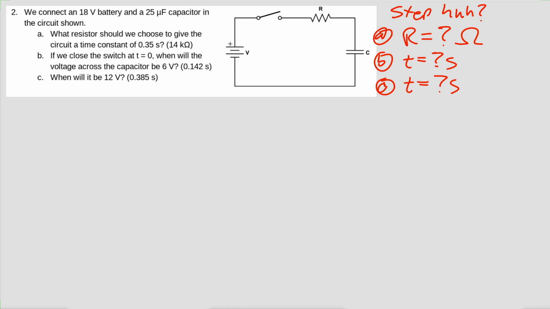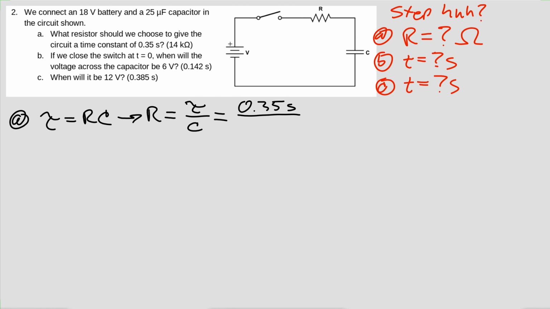So for part A, what resistor should we choose to give the circuit a time constant of 0.35 seconds? All right, we've got a formula for time constant. Tau is equal to RC. We know the tau we want. We know the capacitor we have. We're just trying to solve this for R. So that's going to give us R is equal to tau over C.